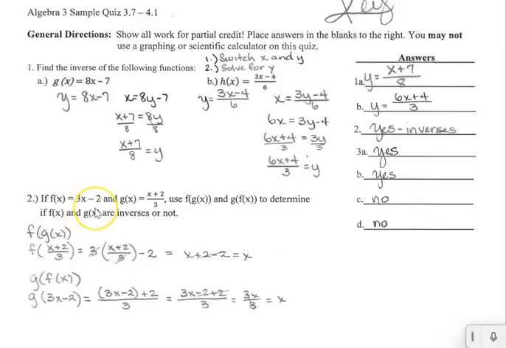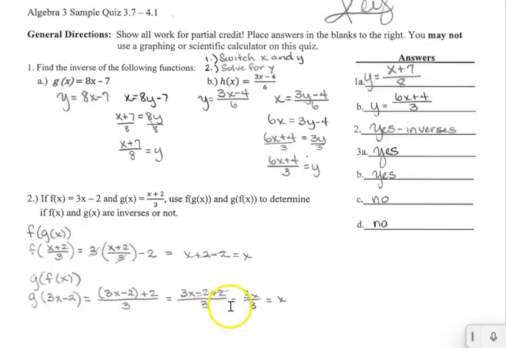So if we come up here, f of x is 3x minus 2. So let's replace f of x with 3x minus 2, and we're putting that into the g function. So now we're going to put 3x minus 2 right there. So that'd be 3x minus 2 plus 2 divided by 3. So 3x minus 2 plus 2 divided by 3.